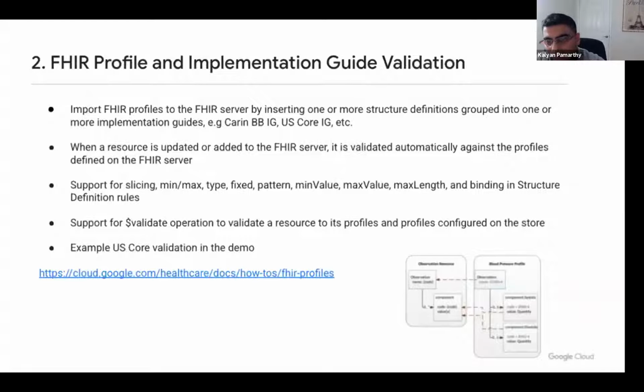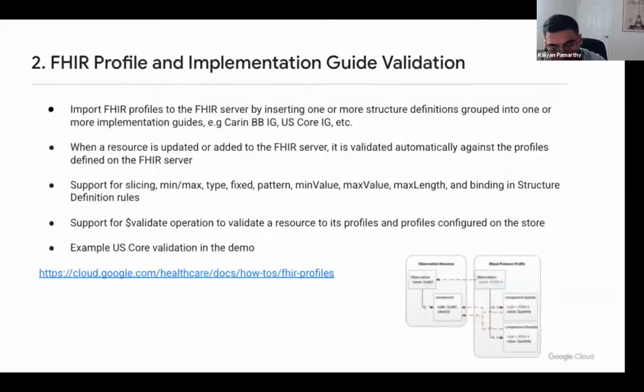Once that is enabled on a FHIR server, anytime a resource is updated or created in our FHIR server, we automatically validate that against the profiles that have been set up, right? And then we've got a bunch of functionality around what we support in those profile validations, for example, slicing, checking for min-max constraints and others. This is fairly easy for anyone to set up, right? And then typically our customers set up either the CARIN Blue Button IG or the US Core IG to enforce those particular constraints on the data.